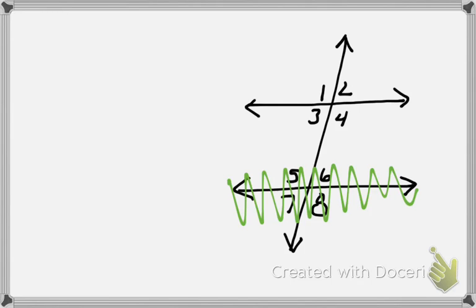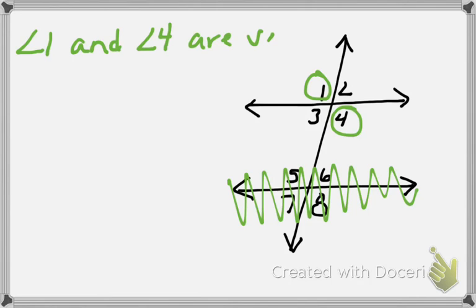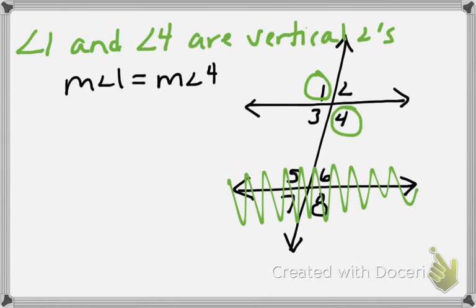So, first one, we've got angle 1 and angle 4. Angle 1 and angle 4, as well as angle 2 and angle 3, are vertical angles. And hopefully one of the things that you learned back in secondary 1 is that the measure of angle 1 is always going to be equal to the measure of angle 4 because they are vertical angles.